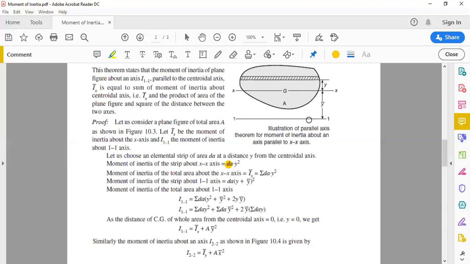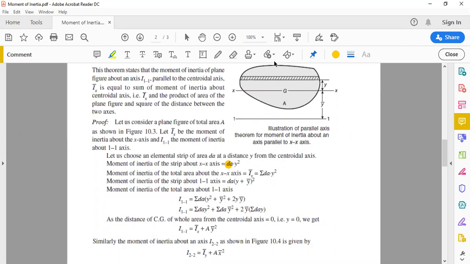Now we are going to use the formula again: total area into square of perpendicular distance, which is written as Ixx is equal to sigma dA into y square. So moment of inertia of total area about x-axis. First we calculated only the moment of inertia of this strip, therefore I wrote dA into y square.